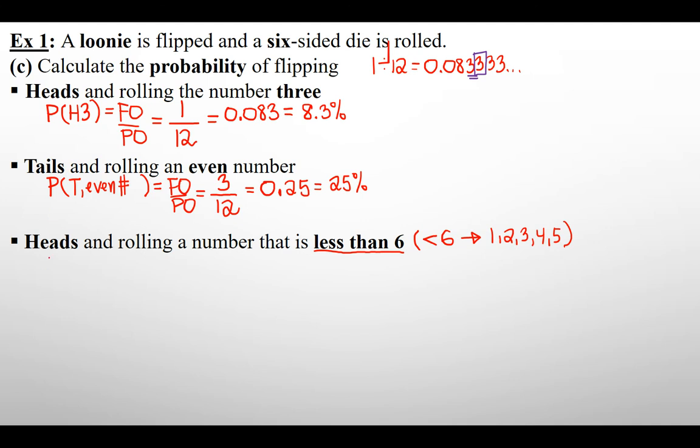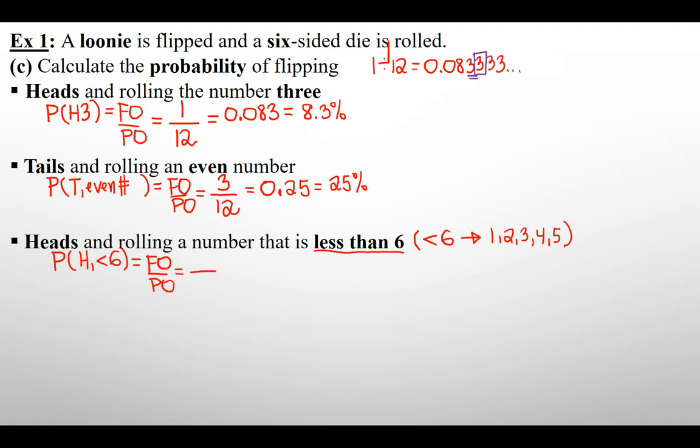Okay, let's set the equation up. And again, we need to show this work. We have to communicate what we're doing. So we'll write down probability of getting heads, and then I'm going to put down heads and then a number that is less than 6. And that's going to be equal to number of favorable outcomes divided by the number of possible outcomes.